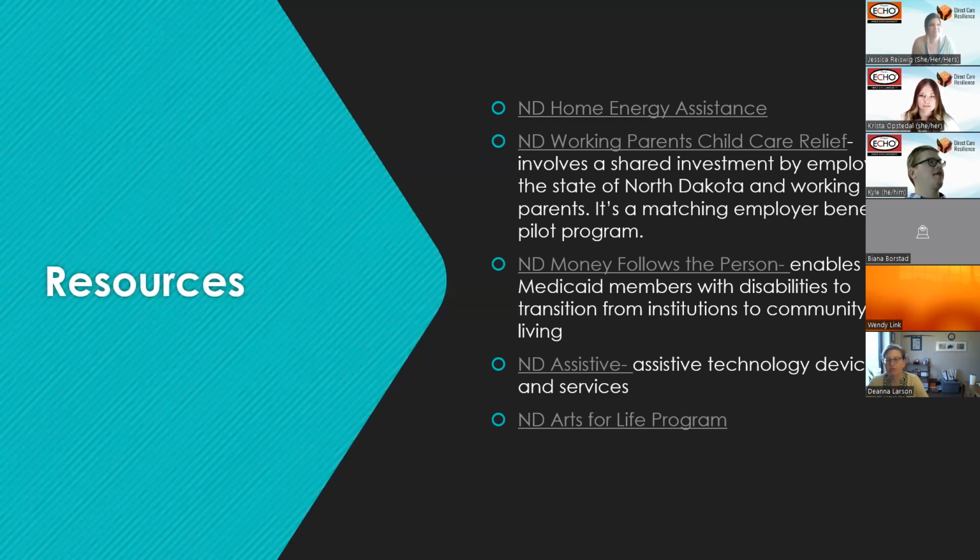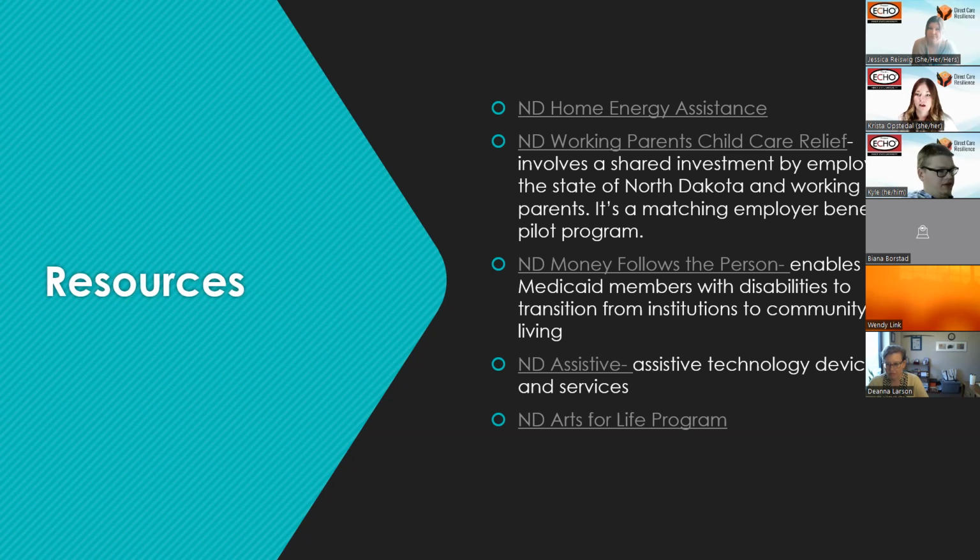There are also programs such as Money Follows the Person. This enables Medicaid members with disabilities to transition from institutions like assisted living facilities or nursing homes to community living. There's also North Dakota Assistive. This provides assistive technology devices and services, which is great for the people that we serve, but also if you have an employee that needs some accommodations, they allow you to test out different assistive tech devices before purchasing them, because assistive technology can be super, super expensive. So it's great to have a program where you can loan them out and try them before you sink all that money into them.